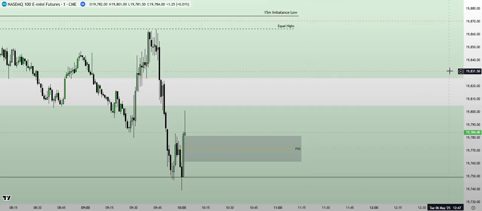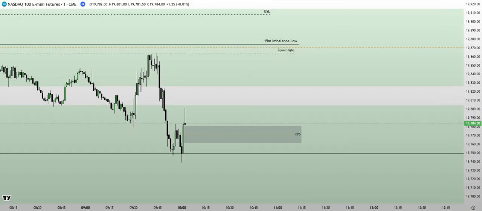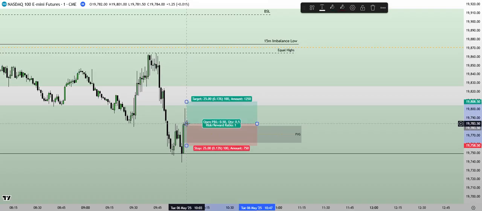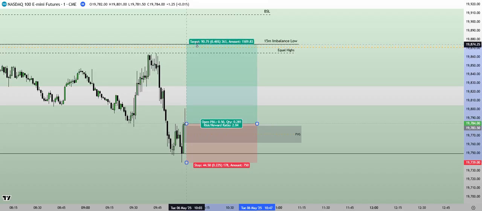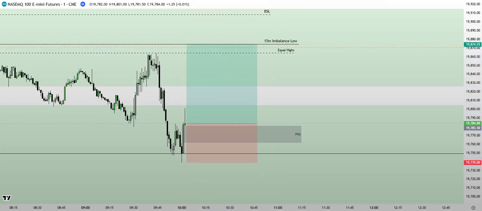And I would likely take a trade in the direction to the upside to those equal highs in that 15-minute bullish or bearish imbalance. So we'll go market order this right here, stop below this low, and target right here to that 15-minute imbalance low, 2 to 1 R. Like I said, if it was a limit order, it would likely be a bit better.